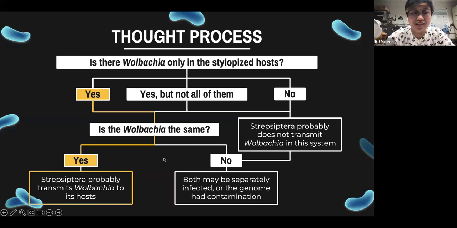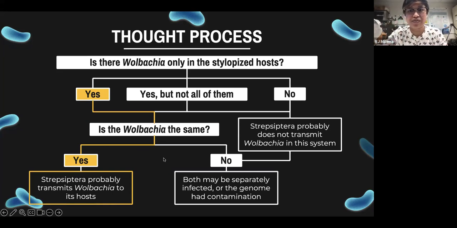So given all that evidence, we can pretty confidently say that Strepsiptera, at least in this system, probably transmits Wolbachia to its host, Polistes fuscatus. And that has a lot of different implications for how Wolbachia was spread in Hymenoptera and how it might still be spreading. And that brings up a lot of questions about what Strepsiptera is doing with Wolbachia, if it's helping or hindering, probably helping since it's present, but I can't say that.